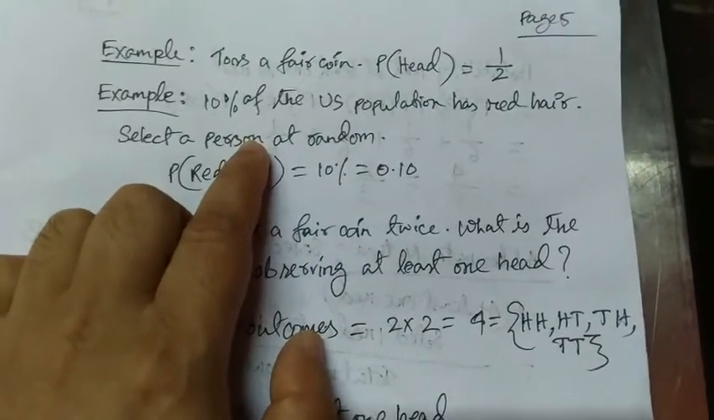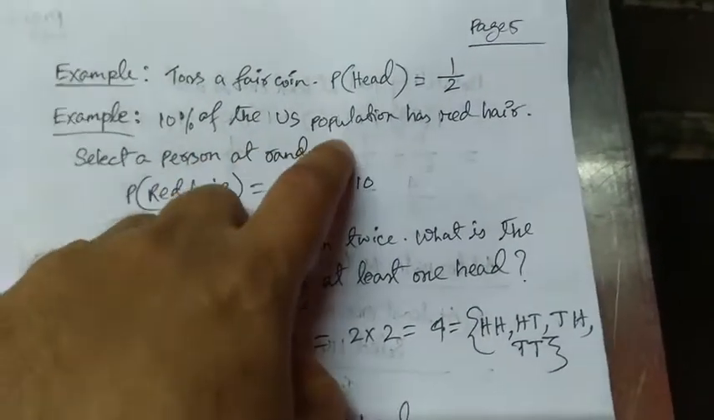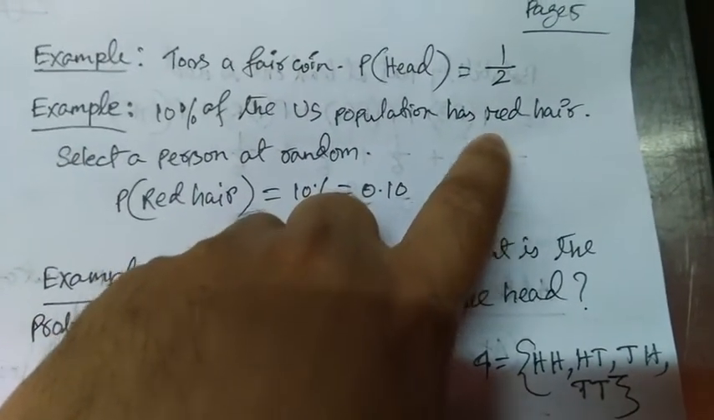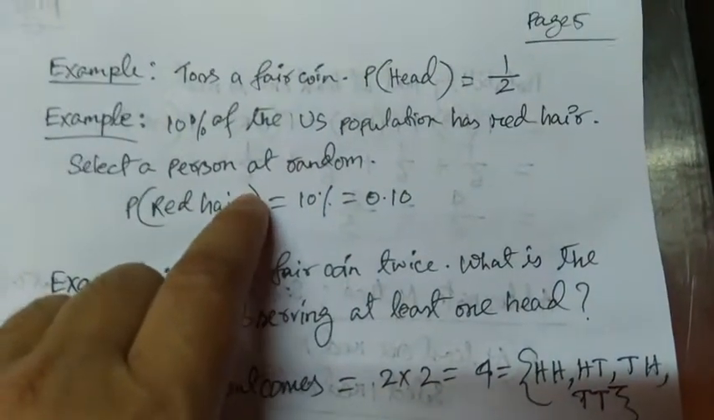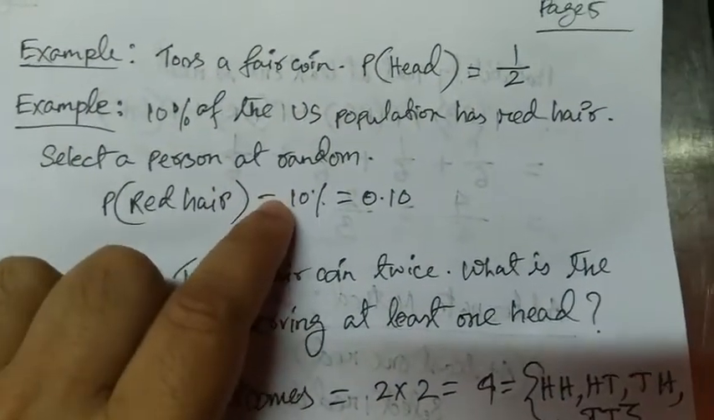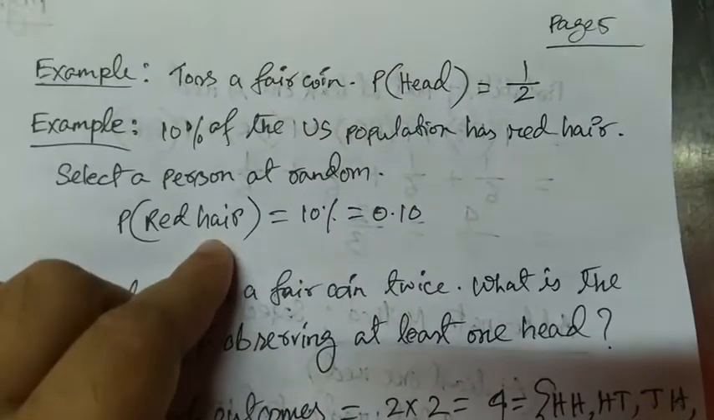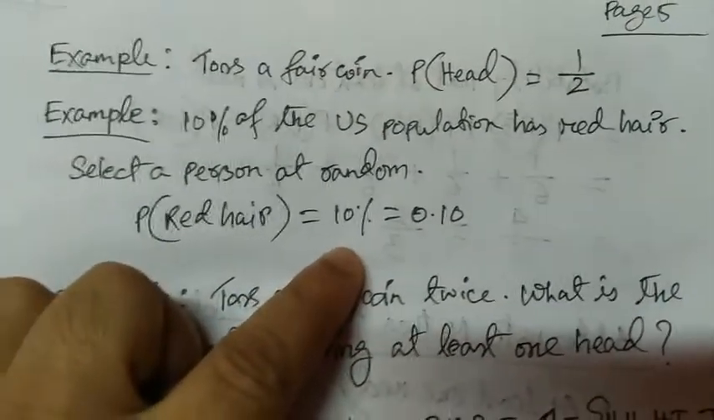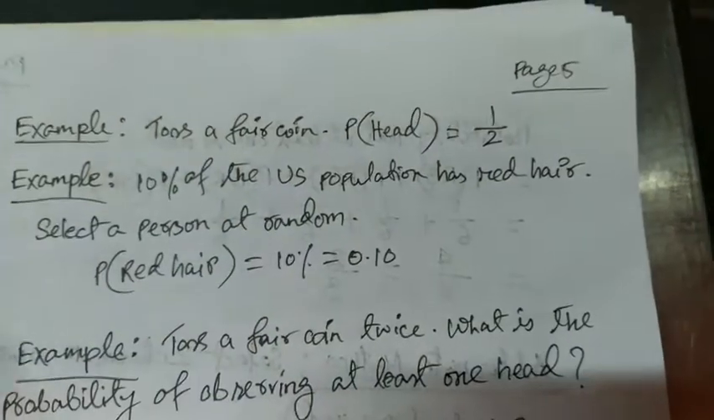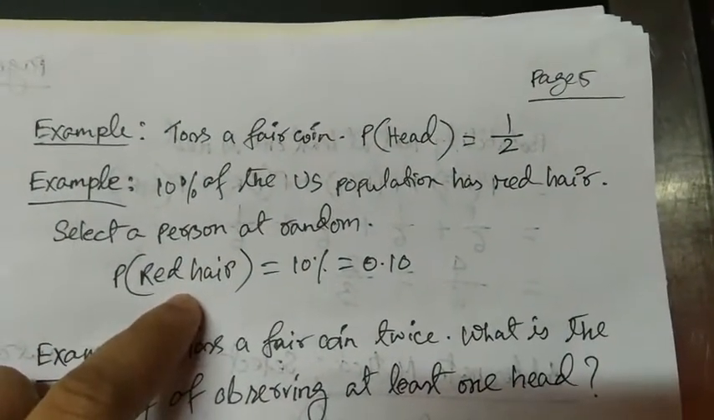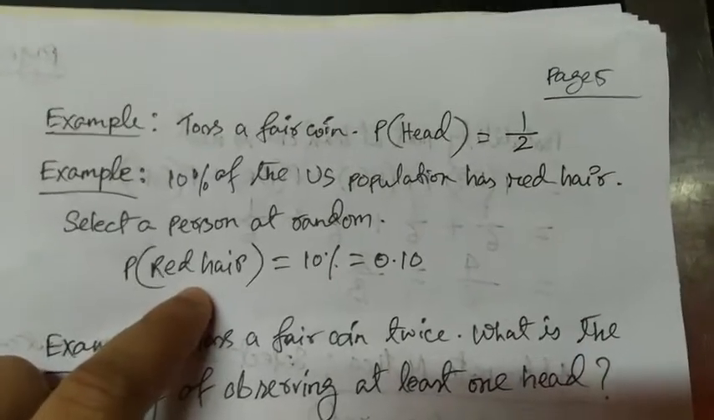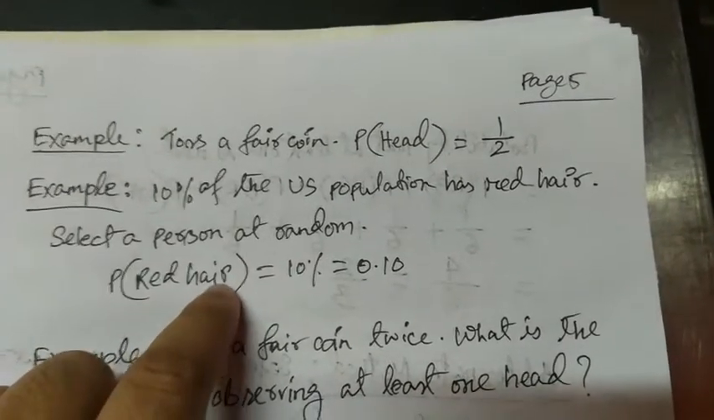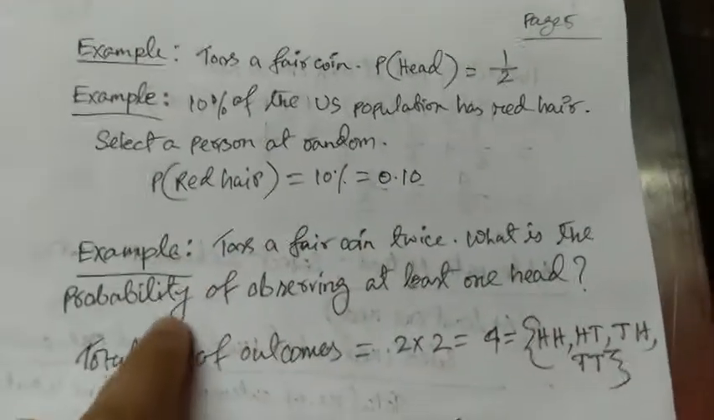So let's see the next example. 10% of the US population has red hair. If you select a person randomly from the US, the probability of getting a person with red hair should be 10%, because 10% of the US population has red hair. So if you select a person in the United States randomly, the probability of getting a person with red hair is 10%, that means 0.10.